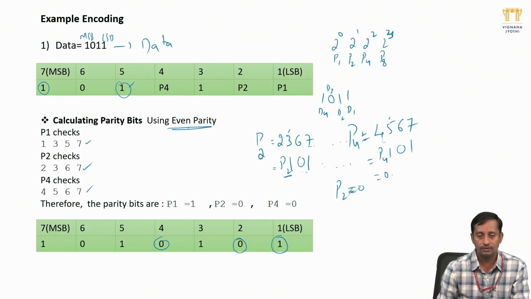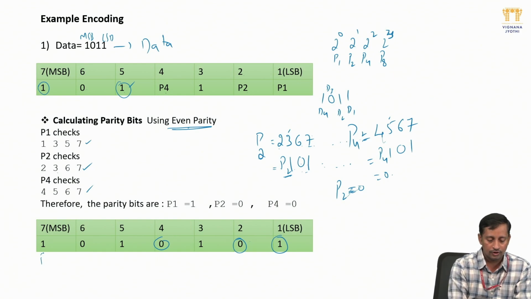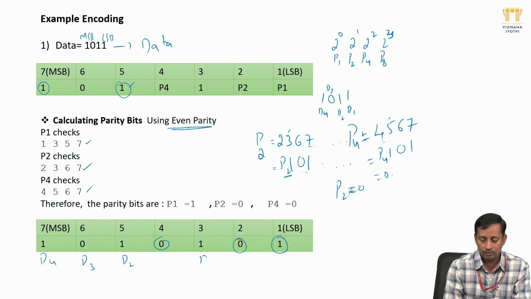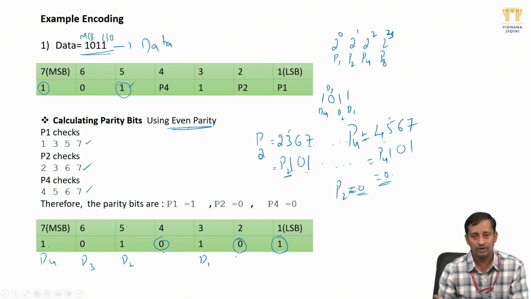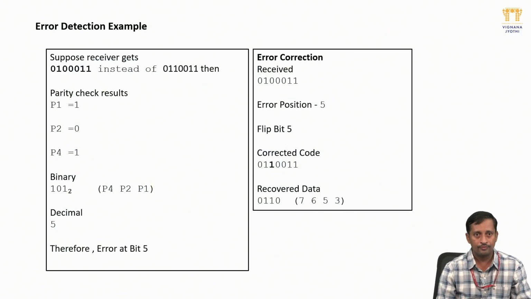Now what is the complete data frame? This is your 7th bit, D4 value, D3 value, D2 value, D1 value. The data bits they have given plus the parity bits. P4 value is 0, P2 value is 0, and P1 value was 1. So this is how you will frame the bits for transmitting to the receiver. I hope it's clear now. This is how the data frame is prepared.